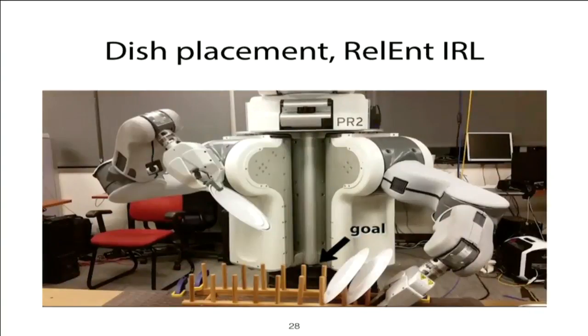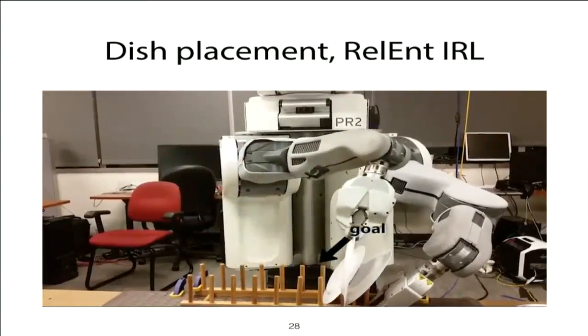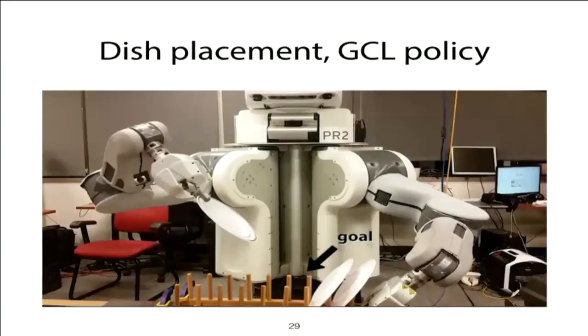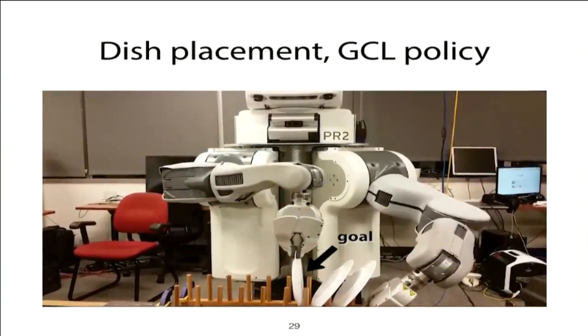Here's the baseline method. So here's relative entropy IRL on the task, and you'll note that because it can't get a good estimate of the partition function, it's unable to complete the task. And then here's using the algorithm that we discussed before, guided cost learning, and you can see that it's able to gently place the plate into the rack, qualitatively similar to how the demonstrations were placing the plate, and also get it into the correct position.